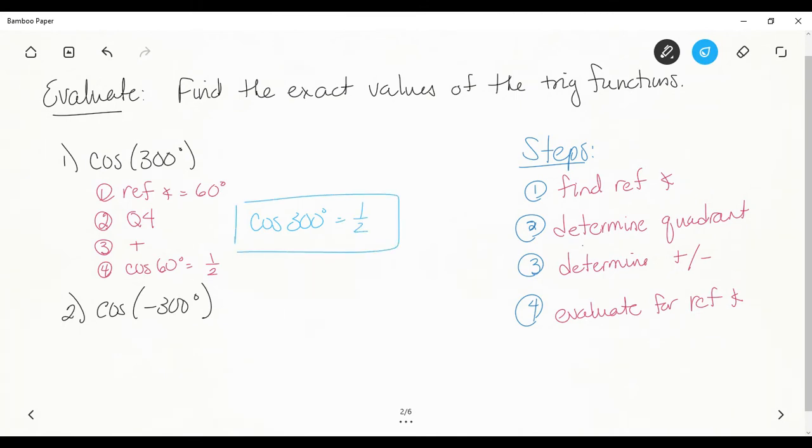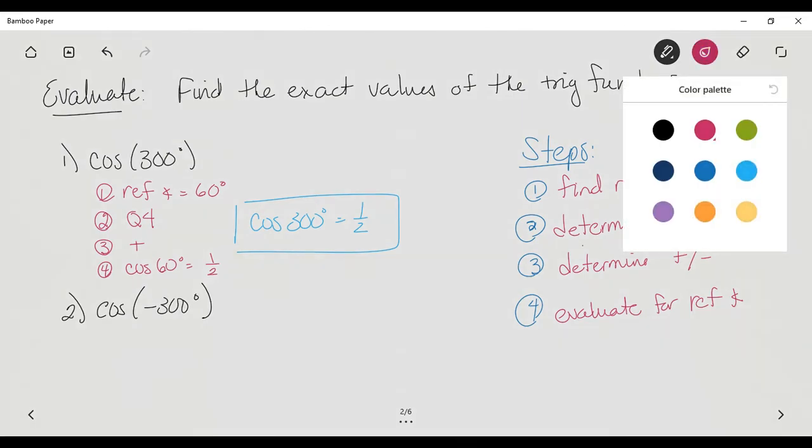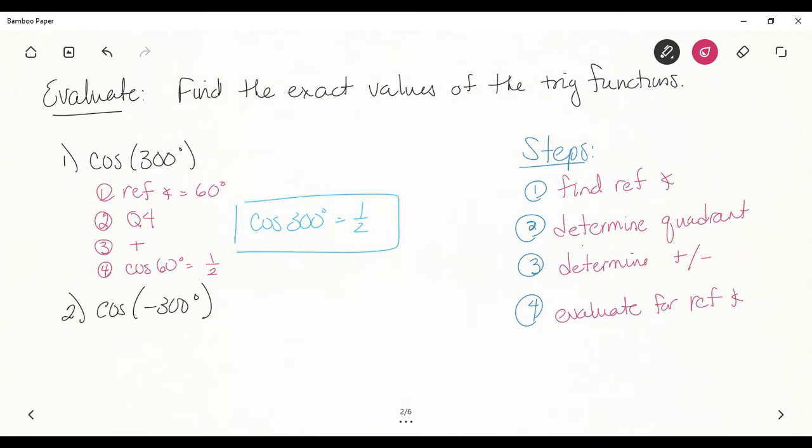These steps I will write out for these couple of examples, but after this we want to get good enough at this where we don't need to do all 4 of those steps. Okay, so let's look at negative 300 degrees. Negative 300 degrees also has a reference angle of 60 degrees.